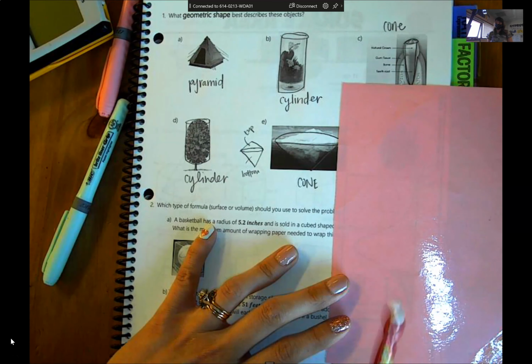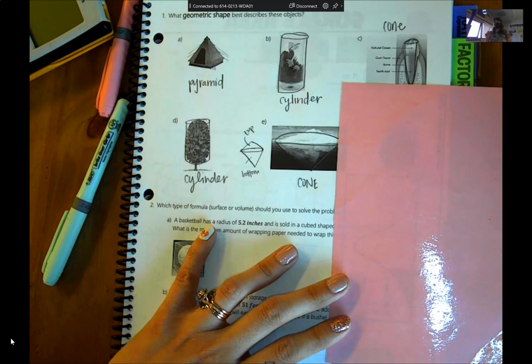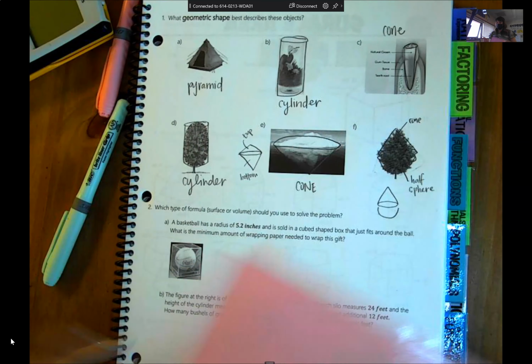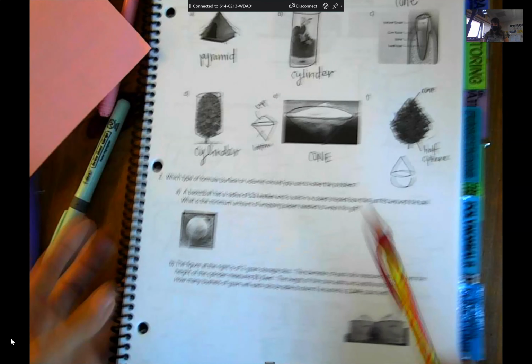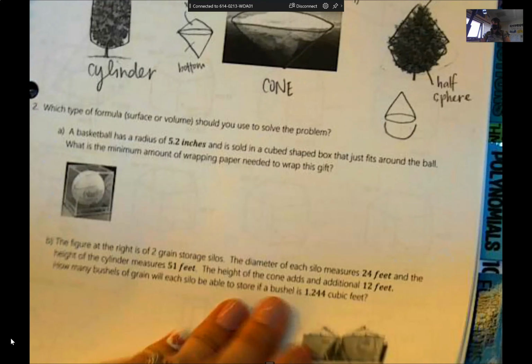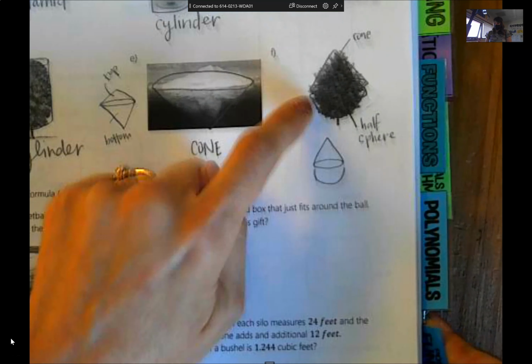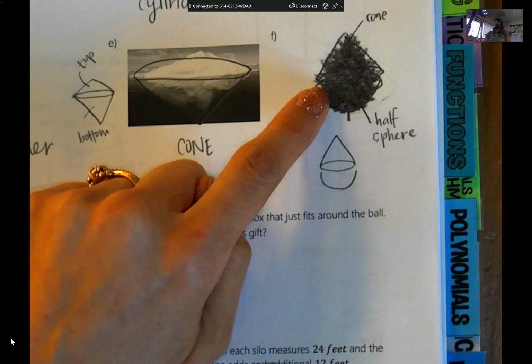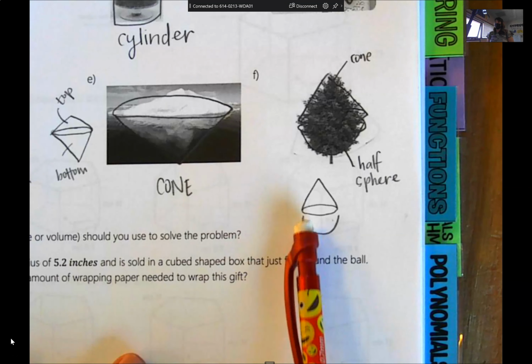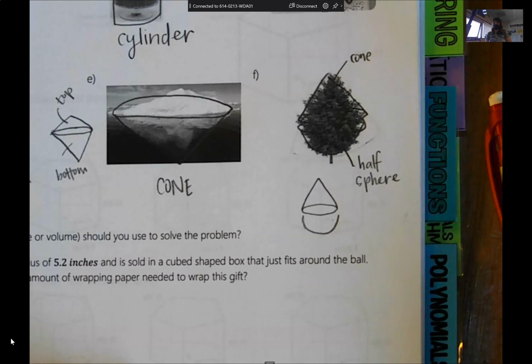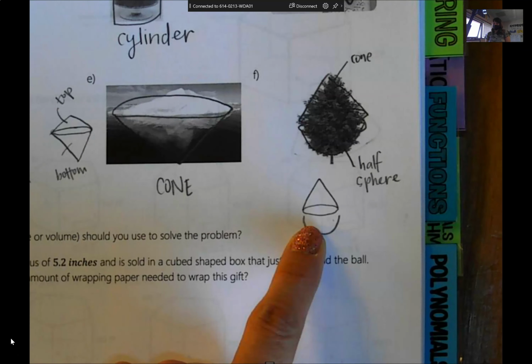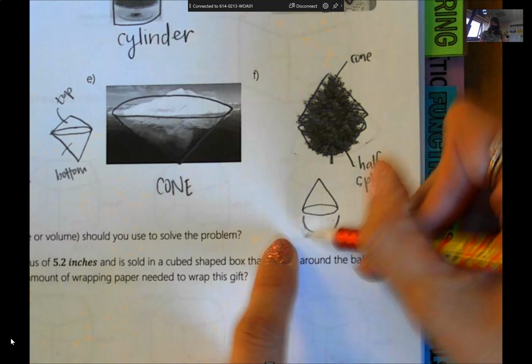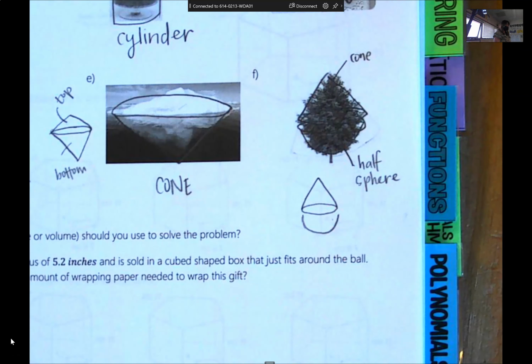Now, the next one is really hard for me because I want to say cylinder, but it's not quite a cylinder. And then I want to say sphere, but it's not quite a sphere. So what I did was I used two shapes on the weird tree-looking one. I said the top part looks like a cone, but the bottom part looks like half of a sphere. So that's this drawing down here. The top part is like a cone, and the bottom part would be like a sphere that you chopped in half.